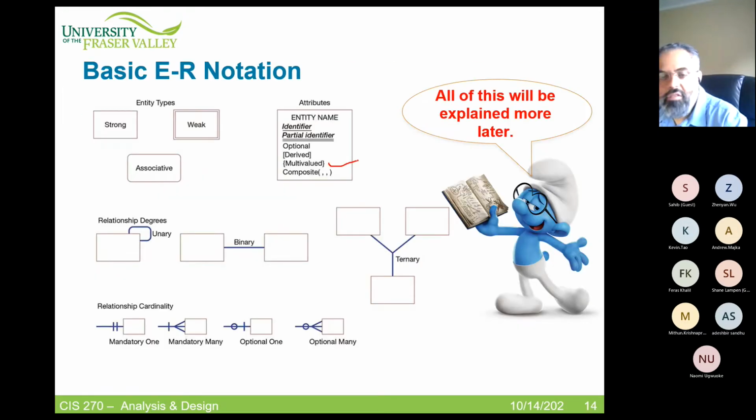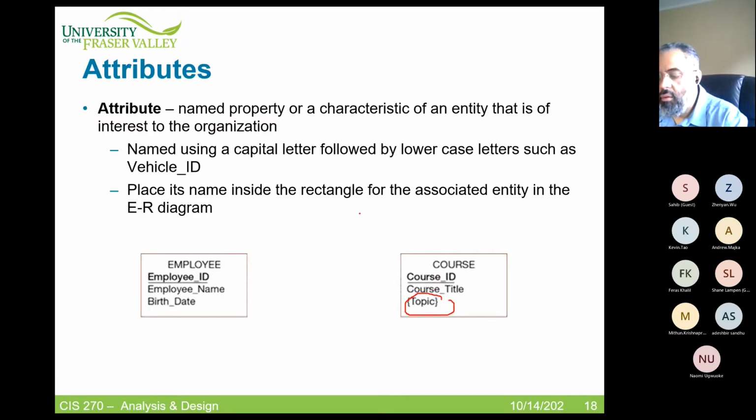That the braces would mean that we have a multi-valued attribute, that for the same row later, we will have different values. For example, when we talk about course, I said course ID CIS 270, title analysis and design. When we talk about topic, I said analysis, object-oriented, UML. I said it is about ER. So different topics will be for this course in the same line. So we will have a multi-value.